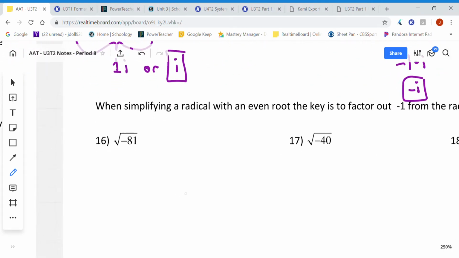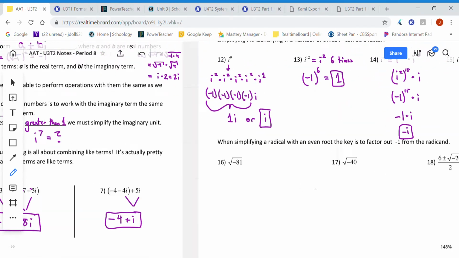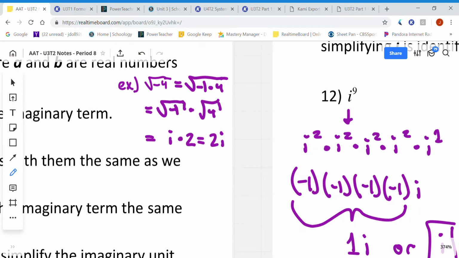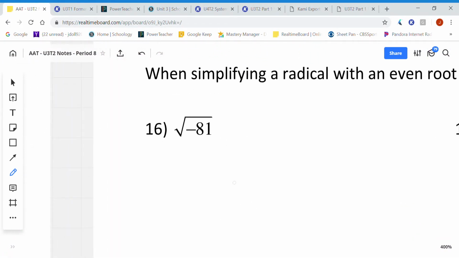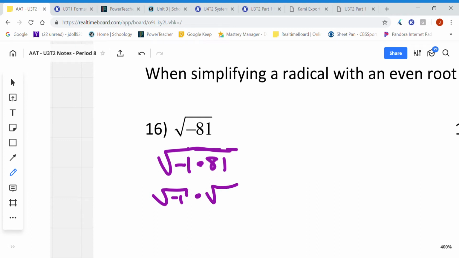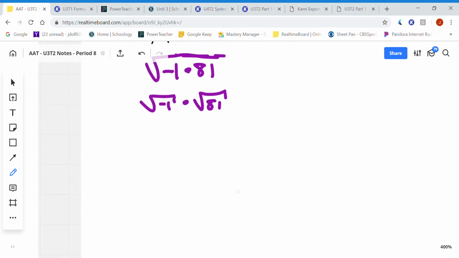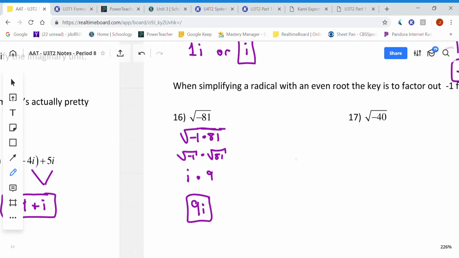All right, now in 16 through 18 here, we're going to be doing the same thing we did over here with negative 4. We're going to be simplifying this, right? The key is we first have to separate my factors, the negative 1 away from the 81. Then I can split my radical here, using my radical property, the square root of -1 becomes i. The square root of 81 is 9. So the square root of -81 is 9i.